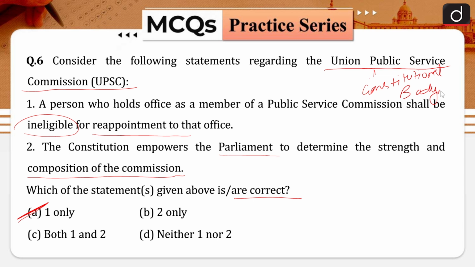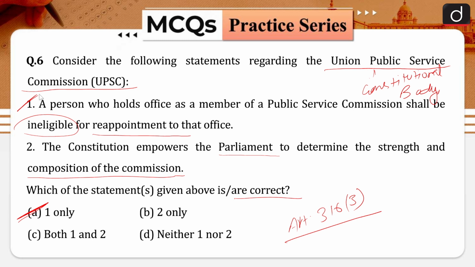We know how strict the UPSC is. The constitution has provided various safeguards to maintain the independence of the UPSC from any kind of executive interference. Article 316 clause 3: a person who holds office as a member of a public service commission shall, on the expiry of the term, be ineligible for the reappointment to that office. And that is why your statement number 1 herein is correct in nature.